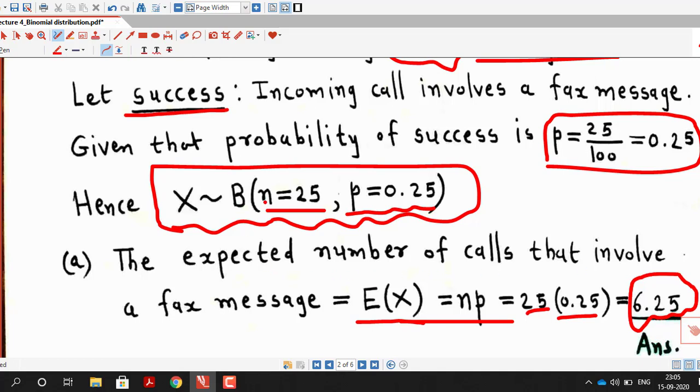So even if X is assuming integer values, the expected value of X need not be an integer value, but we have the idea that the expected number of calls is close to 6.25, that this is the mean of this random variable X.